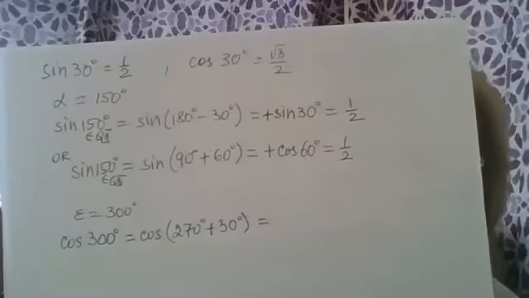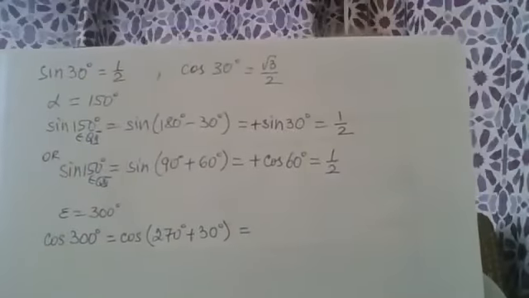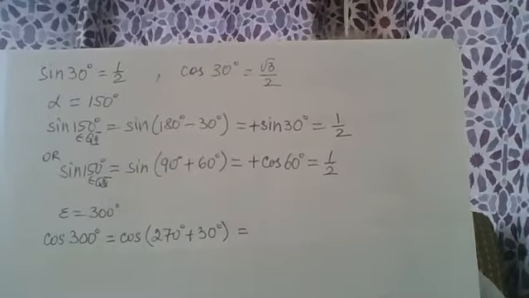Okay. And now, please tell me, the 300 degrees angle is from which quadrant? First, second, third, or fourth? Fourth. 300 belongs to the fourth quadrant. Don't forget, cosine of any angle, according to its definition, equals the x coordinate. We are using the unit trigonometric circle, so in this case it equals the x coordinate.